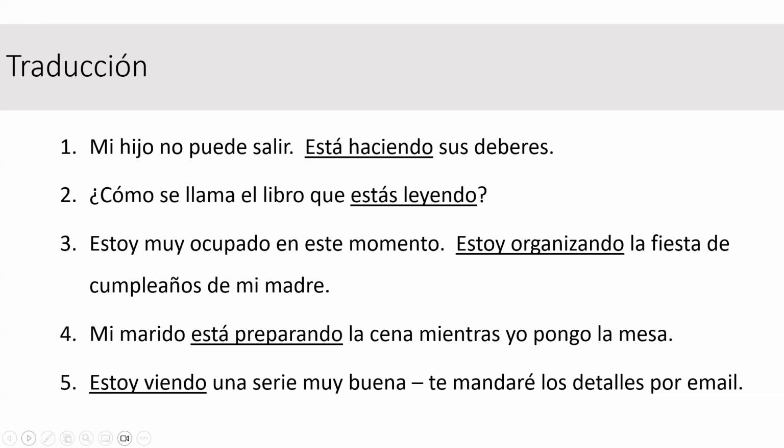¿Cómo se llama el libro que estás leyendo? What's the name of the book that you are reading? Estás leyendo. Number 3. Estoy muy ocupado en este momento. Estoy organizando la fiesta de cumpleaños de mi madre. I'm very busy at the moment. I'm organizing my mum's birthday party. I hope you're doing well so far.